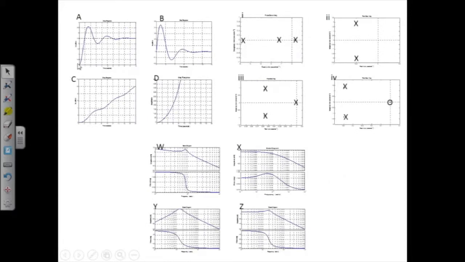I think time response A, pole zero plot 2, and frequency response plot Z are from the same system. Okay? You've only got to do 3 of these, and then the 4th one comes for free.